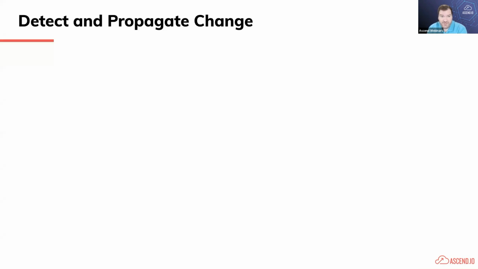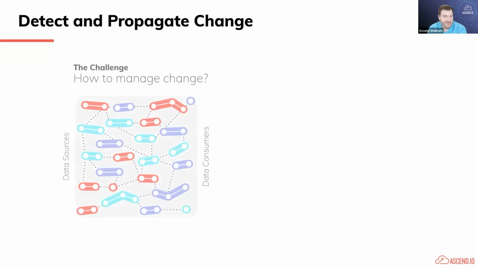So the first one is, as a data engineer, we find that we have to spend a lot of time on change propagation throughout an increasingly complex network of data pipelines. So this might look something like what your data pipeline landscape looks like today. You've got a bunch of different data pipelines that are running. They're all feeding each other.